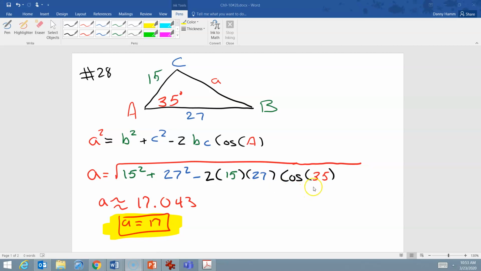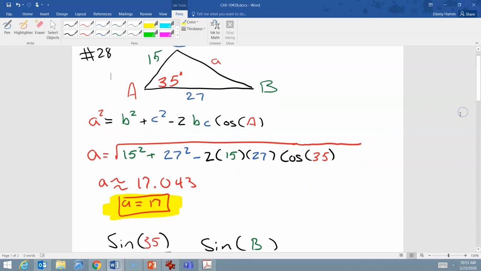Hit the equal button. Make sure that you are indeed in degree mode, and you're going to get around 17.043, and so on. So it wants us to round to the nearest whole number, so that would be 17 for A.